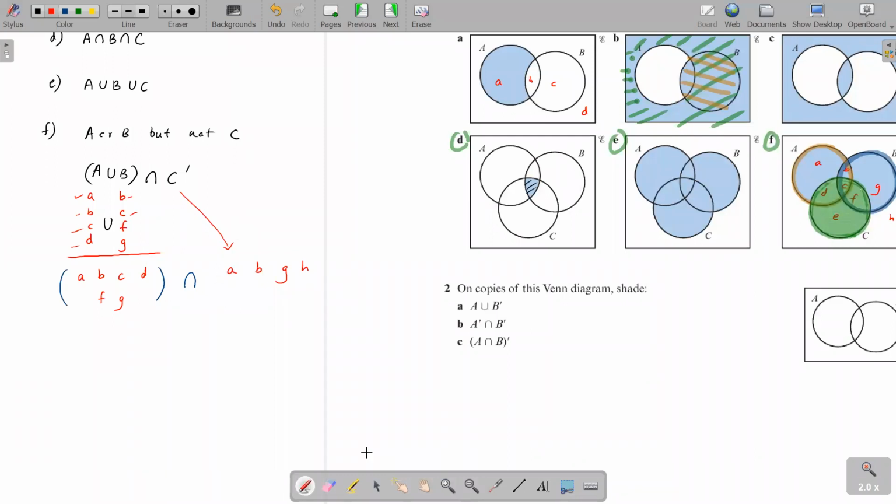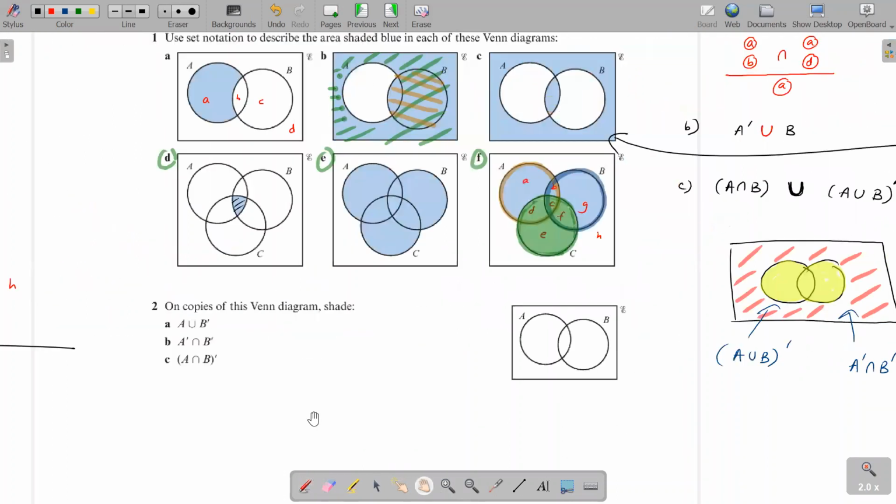Okay, and now take the intersection. Intersection means you take the common region. So what is common to both of them? You can see for this A is common. What else? B is common. What else? G is common, right? A, B, and G are common. So C, D, F, they're not common. So A, B, and G are the answering regions for this.